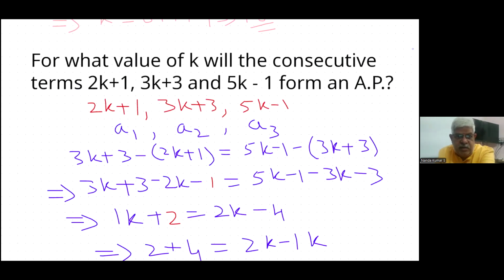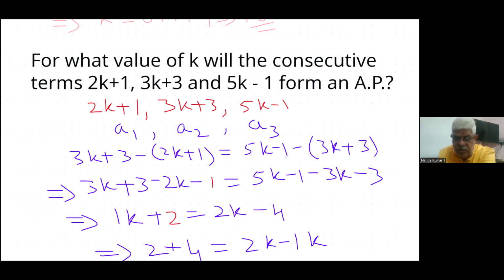Now, dear, a similar type of question. For what value of k will the consecutive terms 2k plus 1, 3k plus 3 and 5k minus 1 form an AP, they said. So now I considered the three terms as a1, a2 and a3. a2 minus a1 equal to a3 minus a2 I considered. So 3k plus 3 minus the bracket of 2k plus 1 equals 5k minus 1 minus the bracket of 3k plus 3.